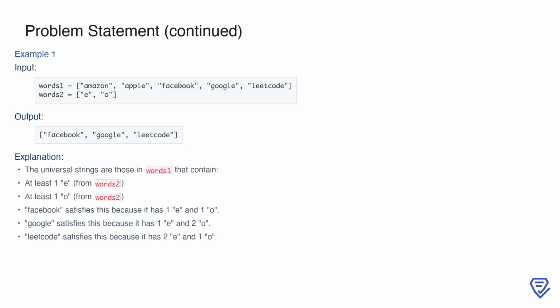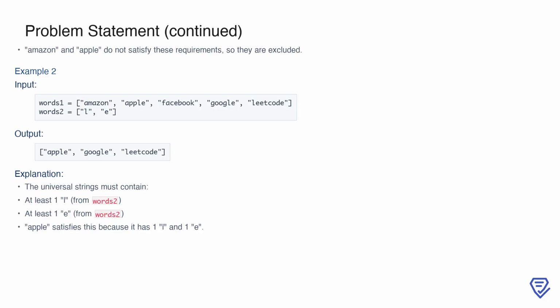Similarly, Google qualifies because it has one E and two O's, which satisfies the subset condition. And LeetCode is universal because it contains two E's and one O. These three strings meet the requirements of words 2 and are included in the output. On the other hand, not all strings in words 1 meet these requirements. For example, Amazon does not contain any O, and Apple does not contain any O either. Therefore, they are excluded from the output.